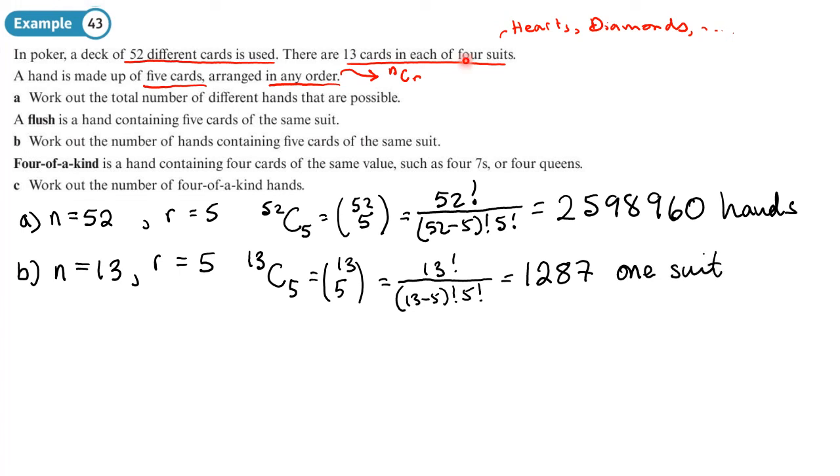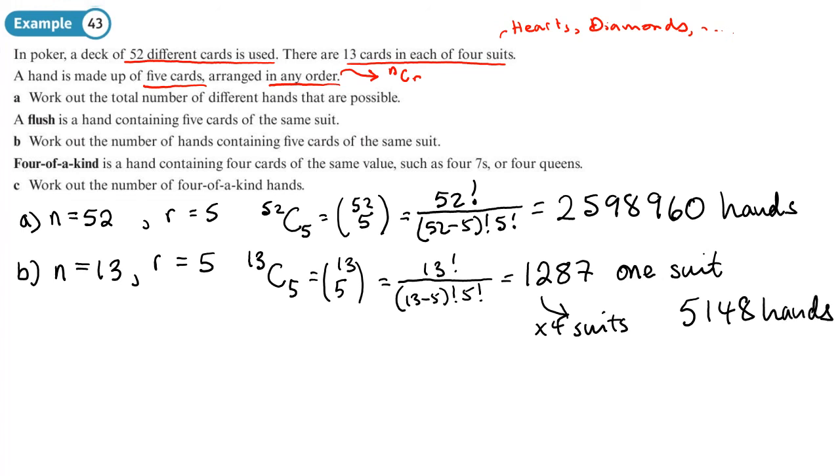Okay, but there are 4 suits, so they could all be hearts, and we're picking 5 out of 13. They could all be diamonds, they could all be clubs, they could all be spades. So we need to take this and we need to times it by 4 because there are 4 suits. So timesing that by 4, we get 5,148 possible hands.